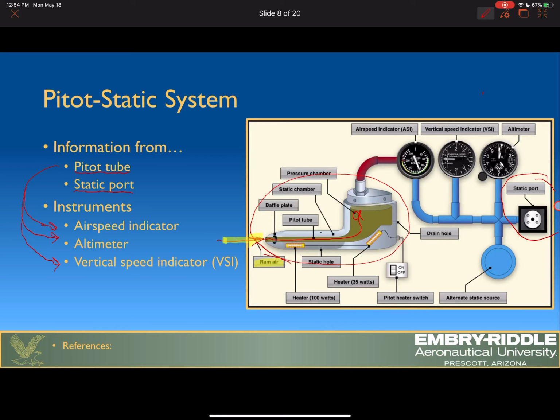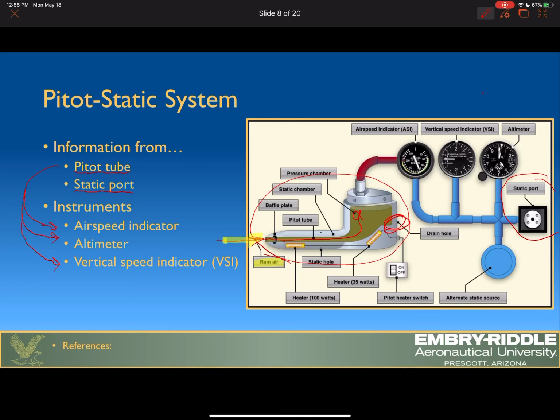So that's really all there is to it. And then in the back, remember there is a drain hole. That drain hole is meant to drain out any water that might collect inside the pitot tube. So sometimes if it's rain or there's a lot of moisture in the air, water can start to collect inside the pitot tube. And ideally, it would just blow out the back via the drain hole.